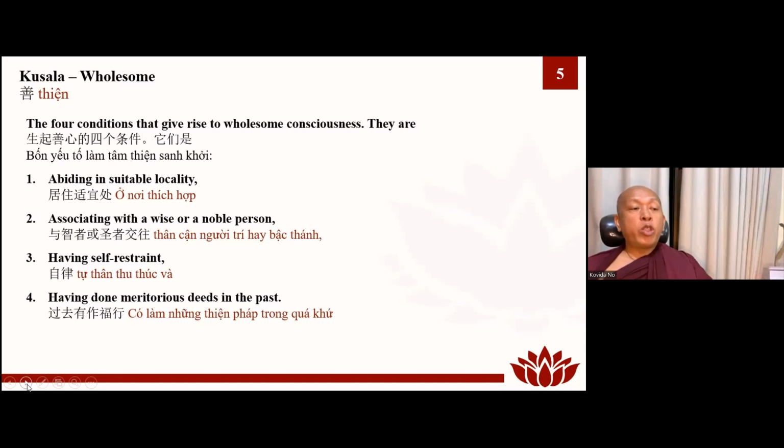Then three, having right restraints. You may have known attasammapanidhi in Pali. You can also say self-discipline. Actually, in the chapter on sila also, we have already talked about self-discipline. It can be in many different ways.